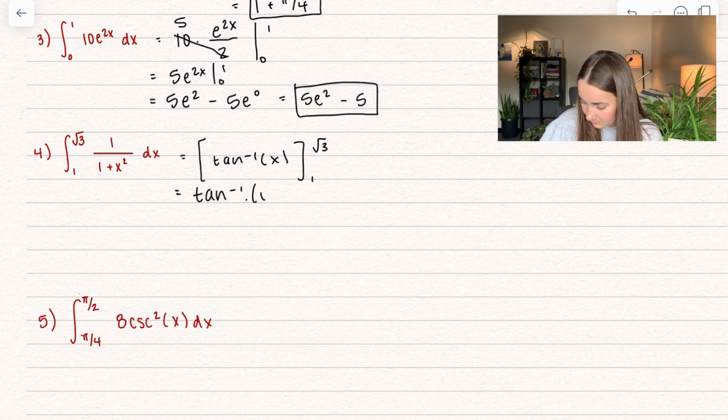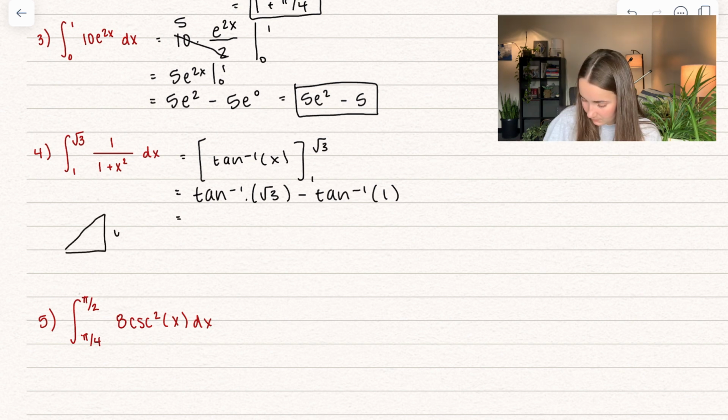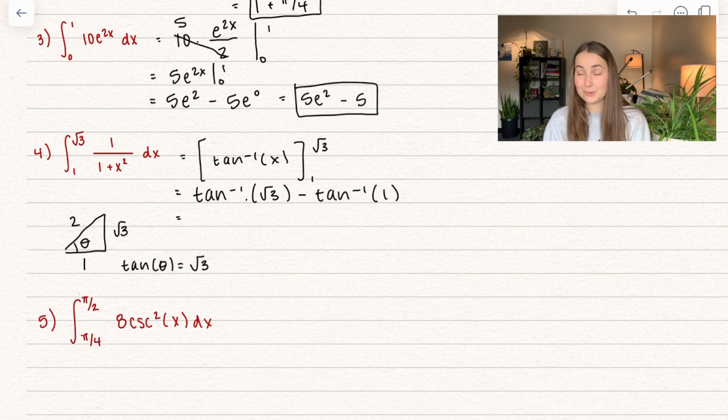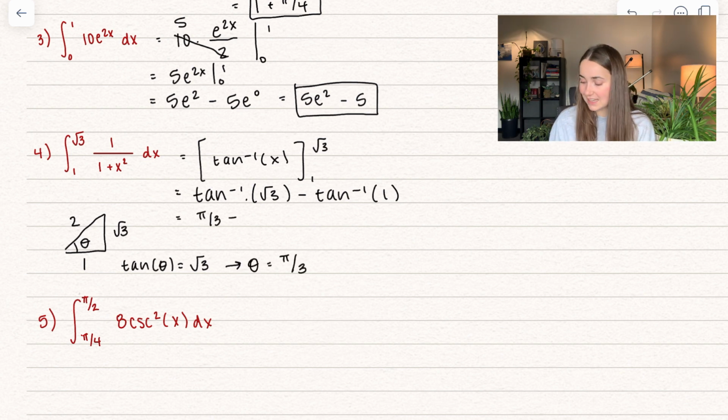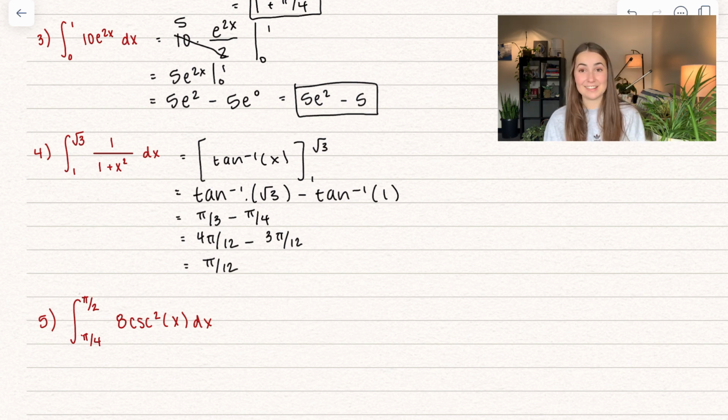I have the upper minus the lower, so inverse tangent of 1. So remember, this is going to be the angle at which this occurs. I drew out my little triangle right there. So I want the angle for which tangent is equal to the square root of 3. So I know that occurs at pi over 3. And I know that tangent is equal to 1 at pi over 4. So here, if you wanted to combine these, you could do 4 pi over 12 minus 3 pi over 12, and this is going to give you a value of pi over 12. And that is our solution.